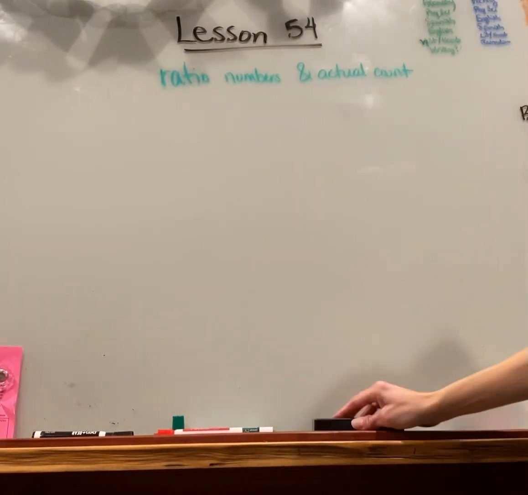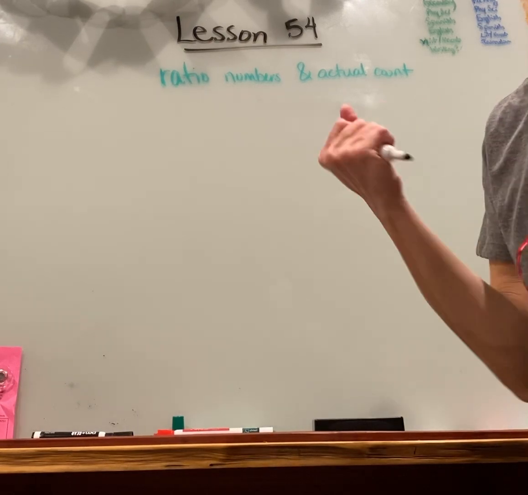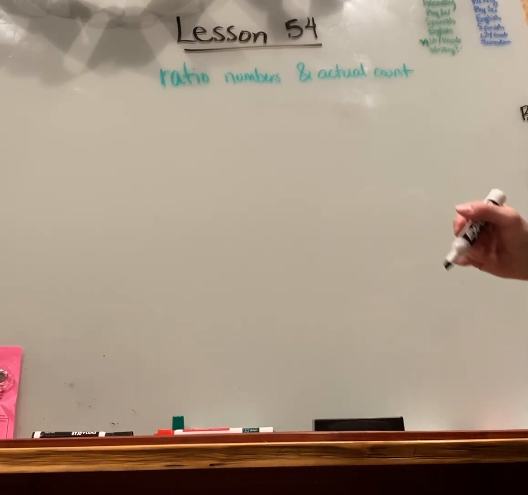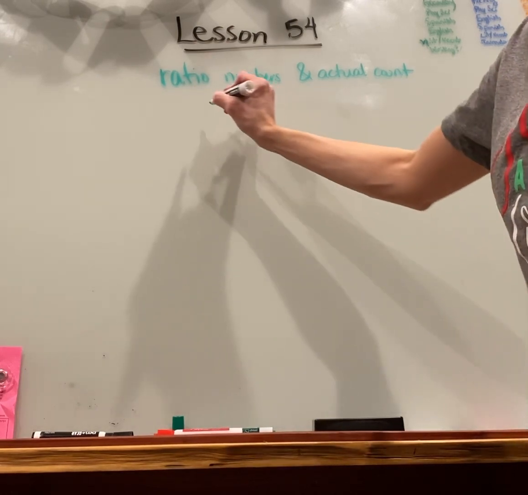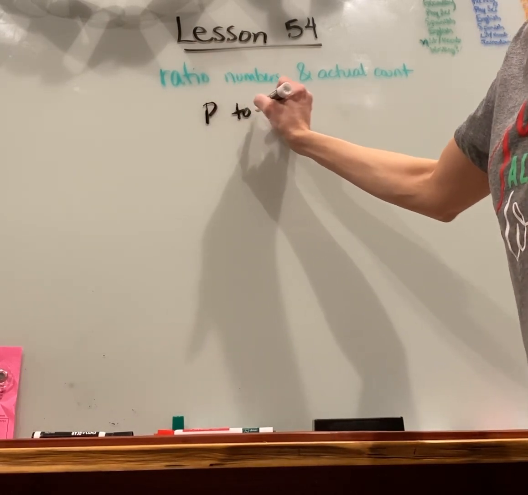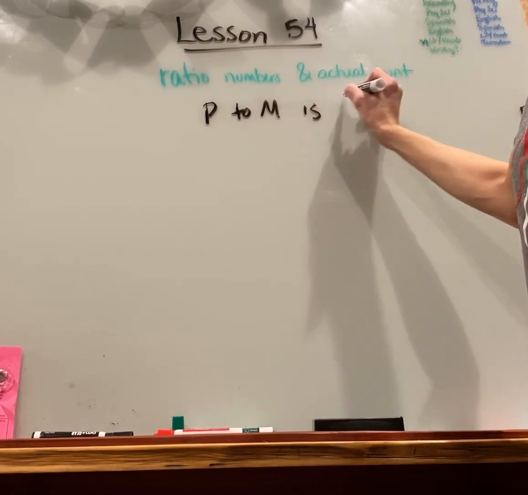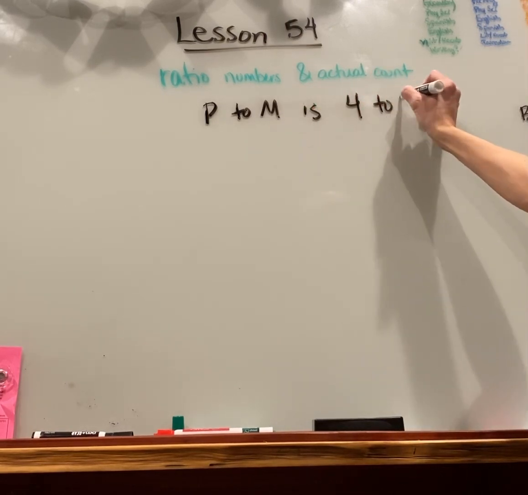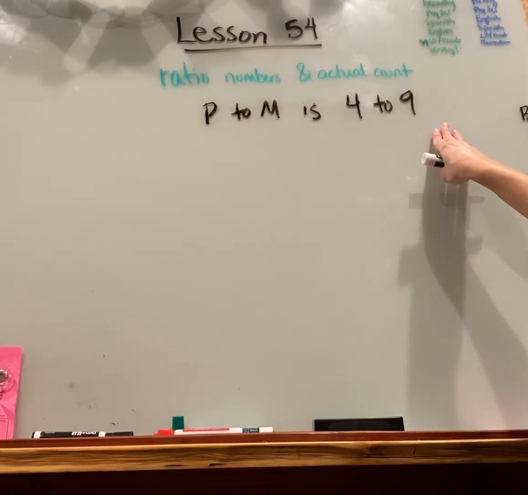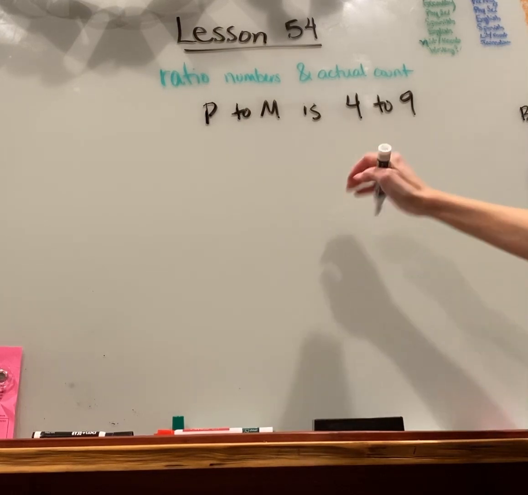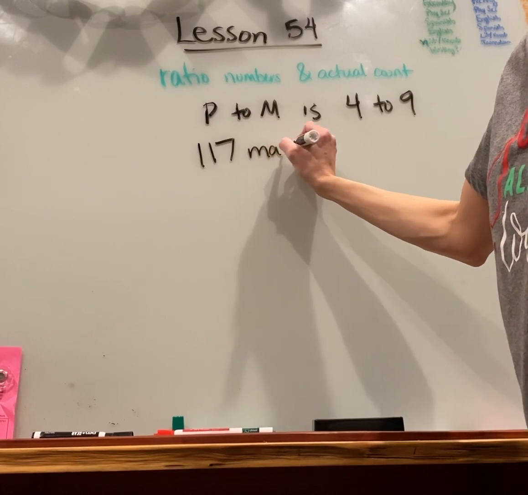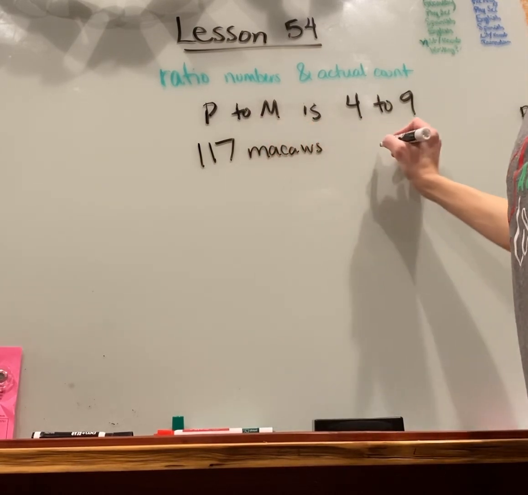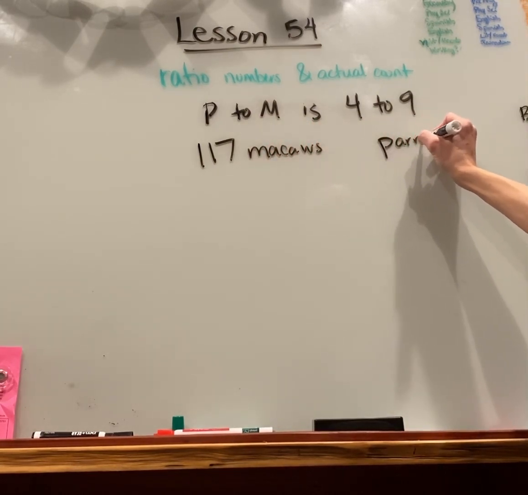All right, my next problem is a bird sanctuary. There's a bird sanctuary and they have parrots and macaws. And the ratio of parrots to macaws is 4 to 9. So there's a lot more macaws than there are parrots. If there are 117 macaws, then how many parrots are there?